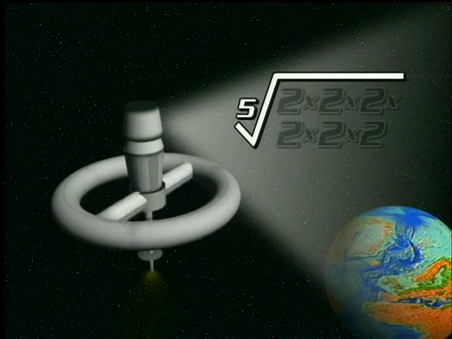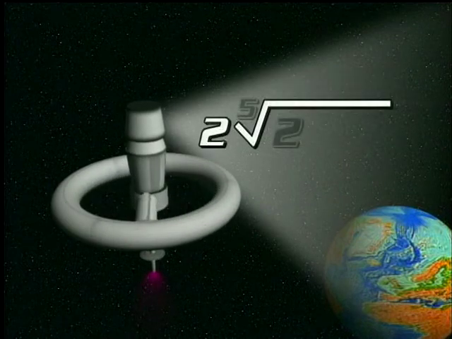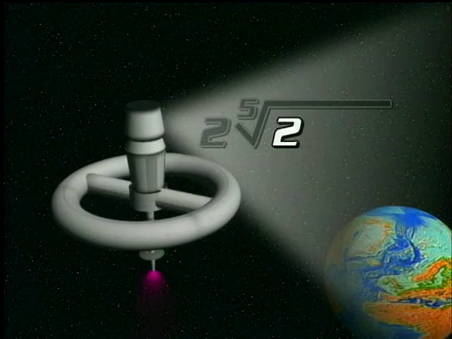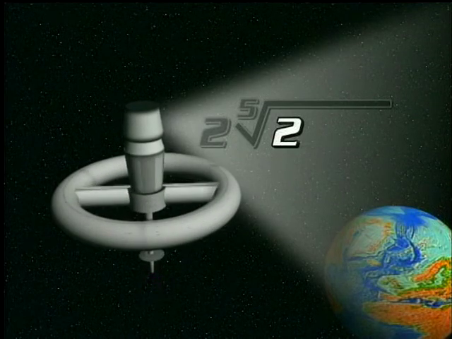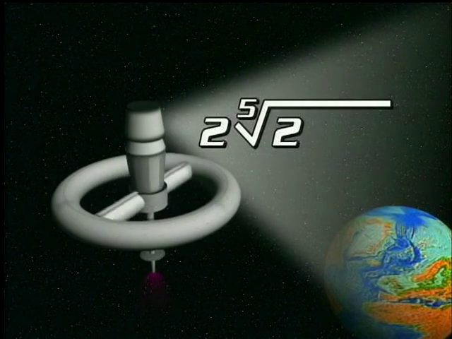Now, we're ready to take the 5th root, which means we take a single 2 and bring it outside the radical, leaving 1 2 underneath. That signifies that we've taken 5 2's from under the radical, or the 5th root. When all is said and done, we're left with 2 times the 5th root of 2.